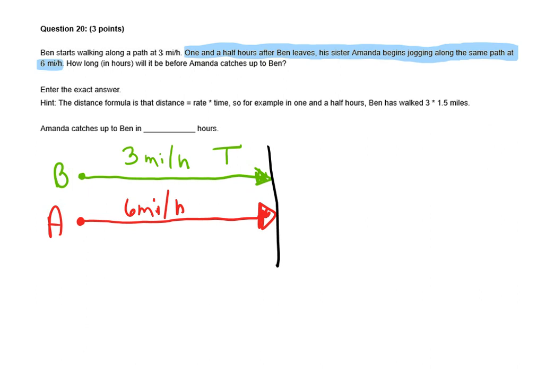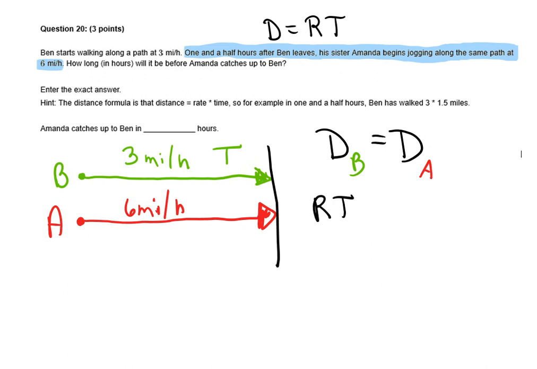From this picture, I can tell you that the distance that Ben goes equals the distance that Amanda goes. But I don't know what that distance is. I do, however, know that distance is the same thing as rate times time. So the rate times the time for Ben should equal the rate times the time for Amanda. And I do have enough information to plug in. I know that Ben's rate was 3 miles per hour, and I know that he went t hours. Amanda was going 6 miles per hour.